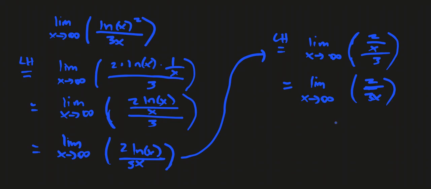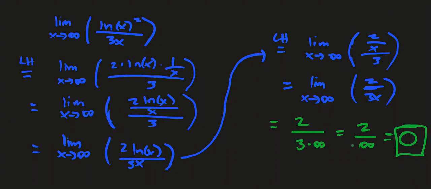So now, do we have to use L'Hopital's rule again, or are we good? When I look at this, I think we're good, because when I use direct substitution, we get 2 over 3 times infinity. This just becomes 2 by infinity. And this is essentially telling us that the denominator is getting infinitely large, which makes the whole thing approach 0. And that is your answer.